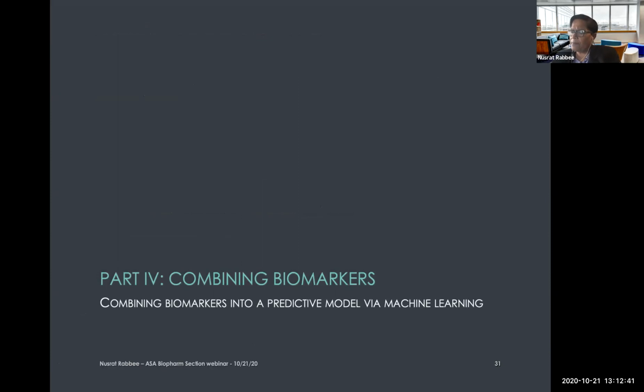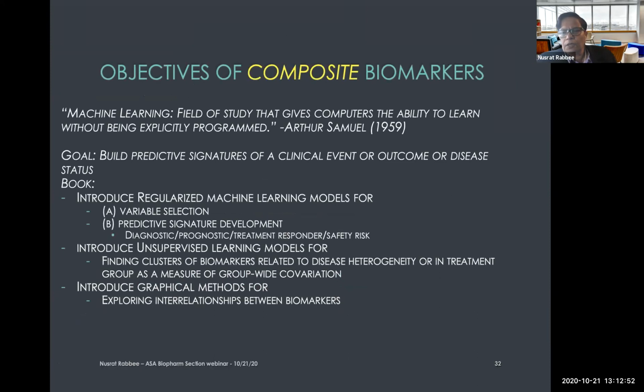Let me move on to the combination of biomarkers. Again, many books are written in machine learning. I do go into a few models that I keep using in the context of clinical trials. What is machine learning? A field of study that gives computers the ability to learn without being explicitly programmed. This is where you may find some of the more traditional biostatistical principles don't apply. And so you might have to do a lot of education, and also education of yourselves.